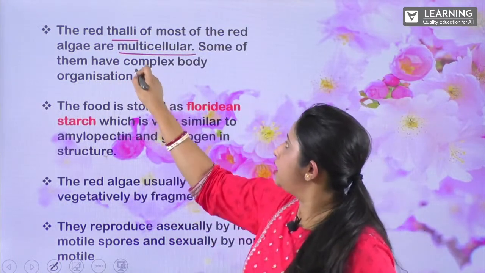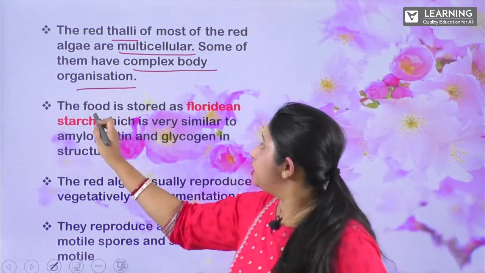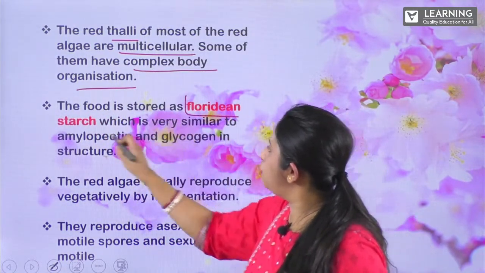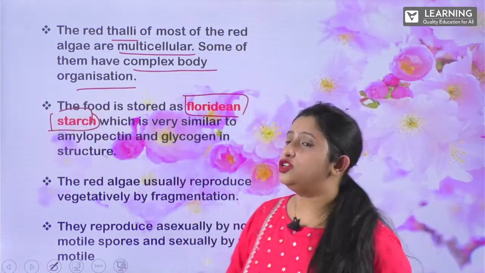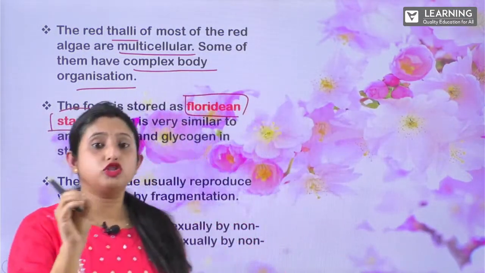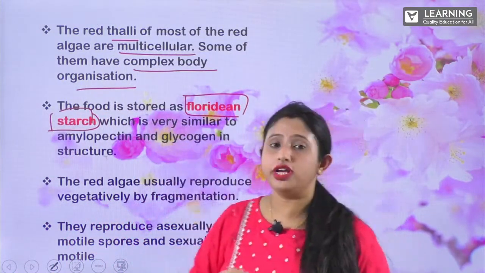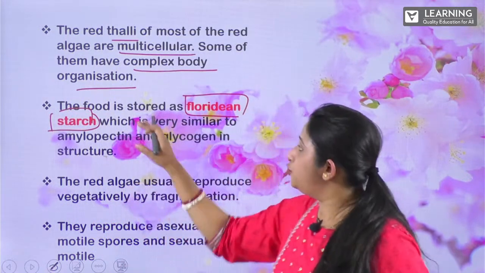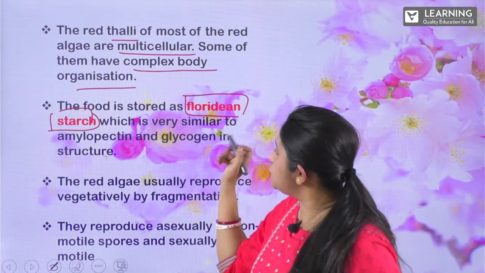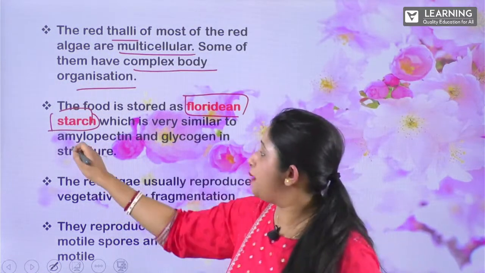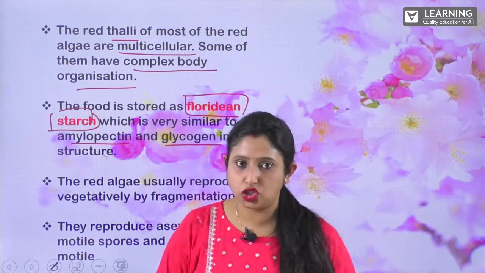Some of them have complex body organization, and the food is stored in the form of Floridian starch. So as you know, in the case of plants, starch is the stored food material, isn't it? So what is the food storage called in their case? The food is stored in the form of Floridian starch, which is very similar to amylopectin and glycogen in structure.